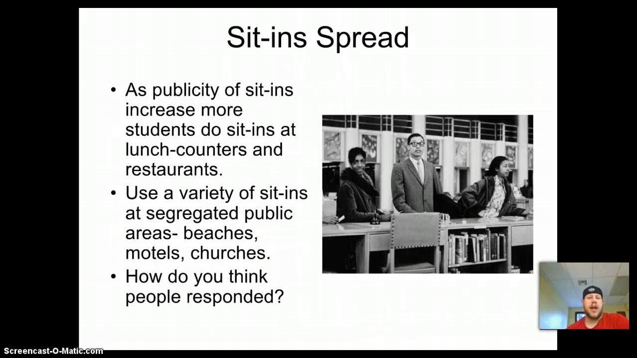And eventually it spread. These things spread all the way, and they got more and more events. Check out part number two, guys.